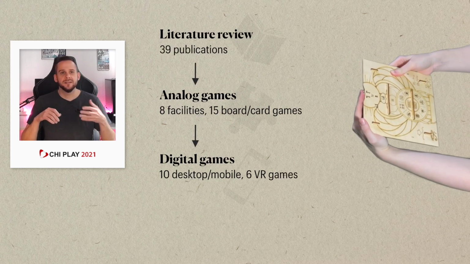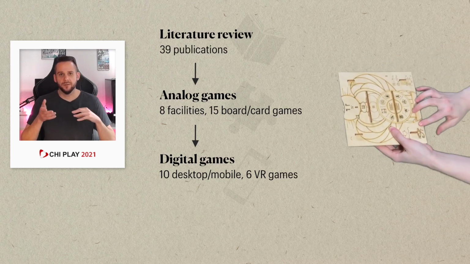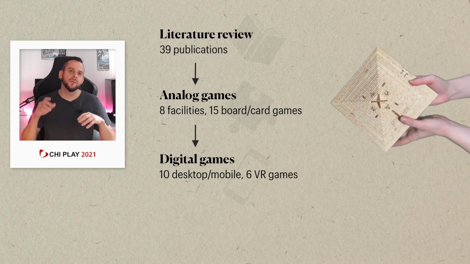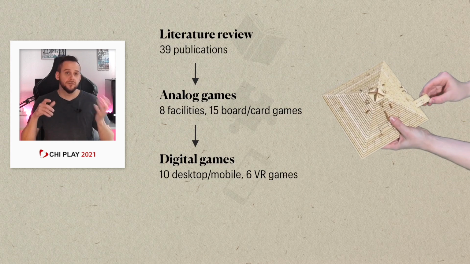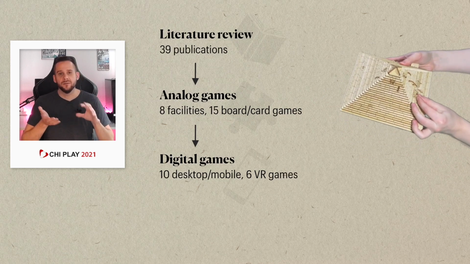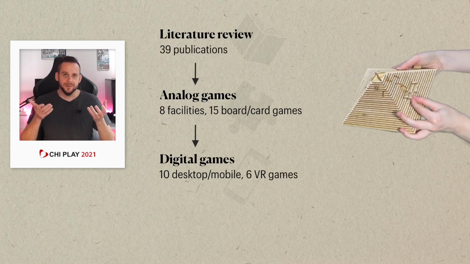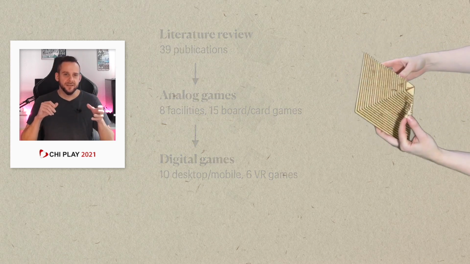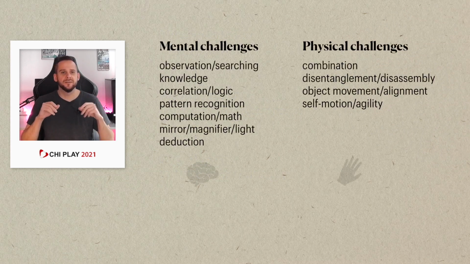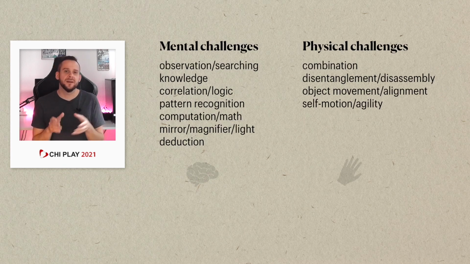And that's how we proceeded. We started with an extensive literature review to create a first version of the taxonomy, and then moved on to playtesting. We went through a number of analog escape rooms, refined our taxonomy, switched to the digital domain, including virtual reality, and adapted our structure once again so that the taxonomy would be applicable in both domains. I won't go into much detail for each step and just outline some interesting insights.